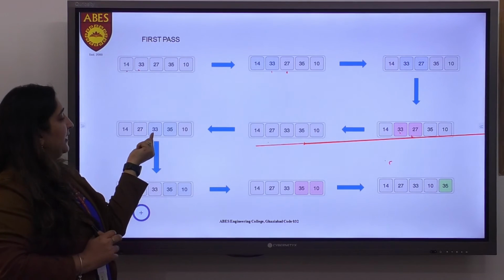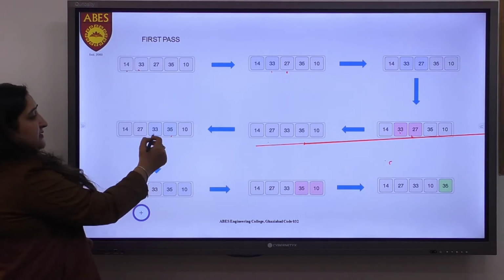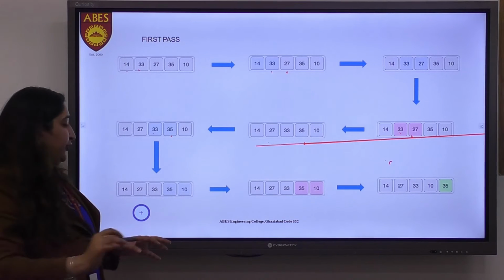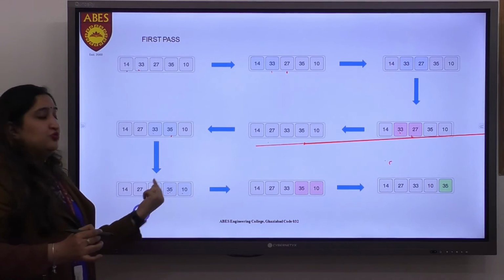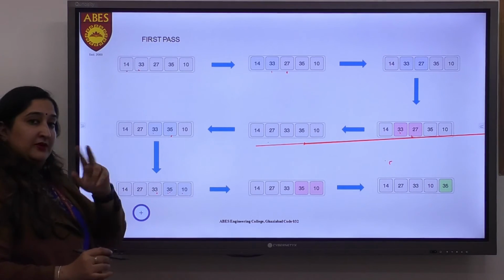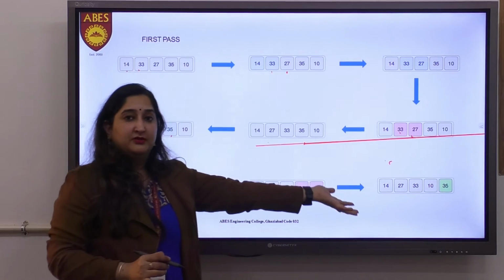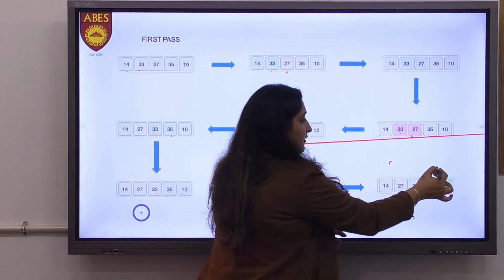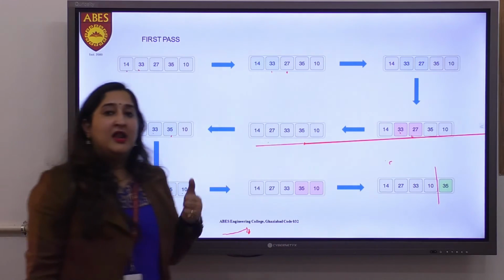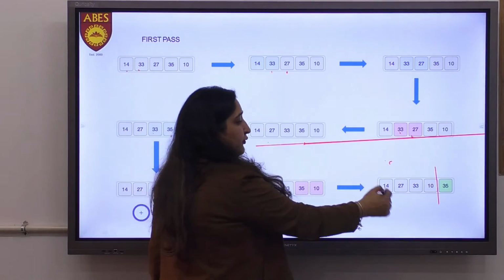Now I can move to the next two elements, that is 33 and 35. Since these two are also in sorted order, I am directly moving to the next elements. The next two elements are 35 and 10. These two are not in sorted order, so I am swapping them. After swapping, I get a structure like this, and in the end the largest element is at the last of the list. And I will continue with the next pass.